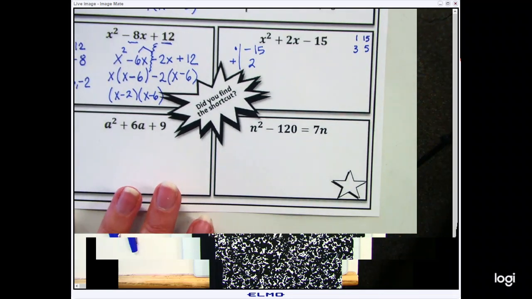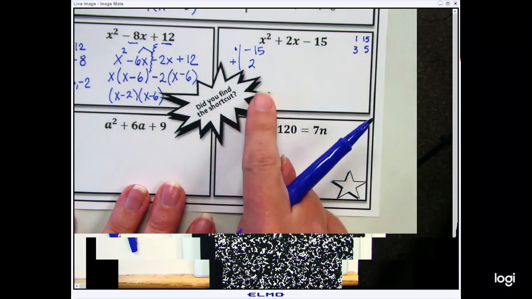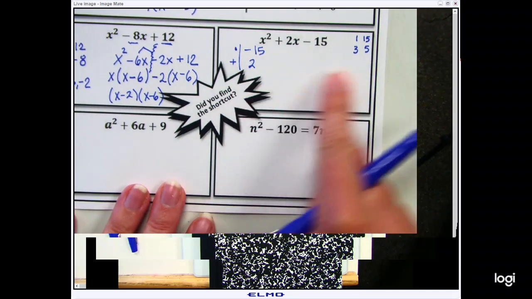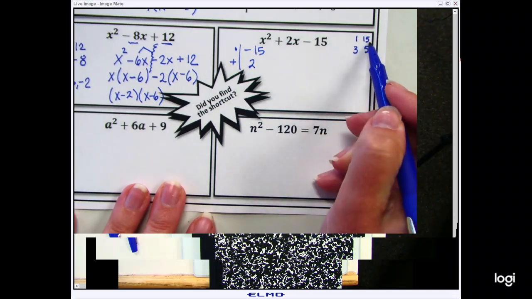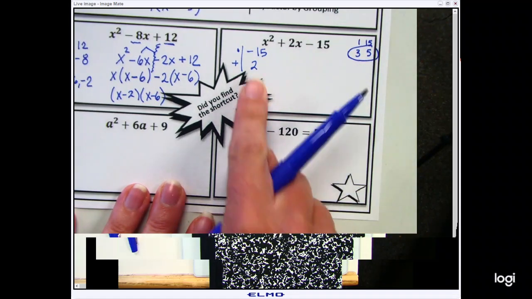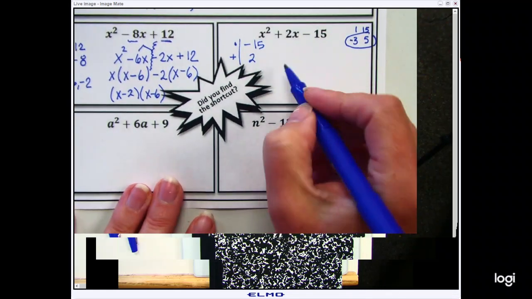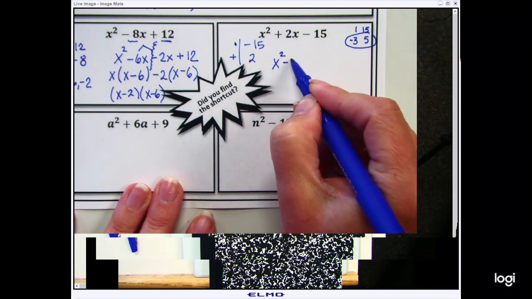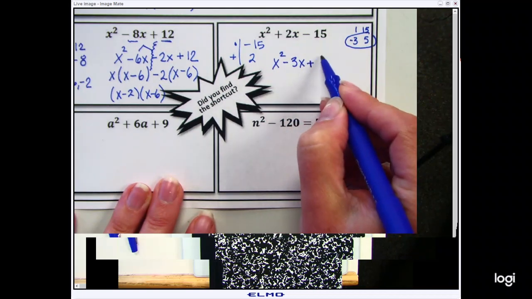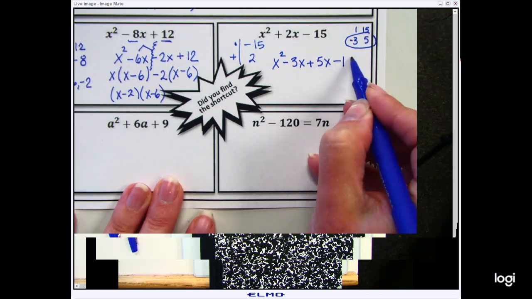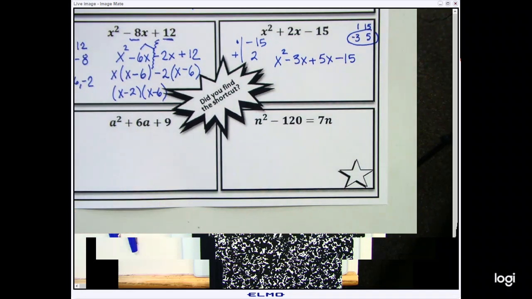So these are the only ways that I can multiply to get to 15. Now that you've got those, you could look and see what your signs need to be to get to 2. So let's see. These 2 are going to work, but what do my signs have to be? I want a positive 2, so which one has to be negative? 3. Good. Rewrite. X squared minus 3x plus 5x minus 15, split it down the middle, and factor by grouping.